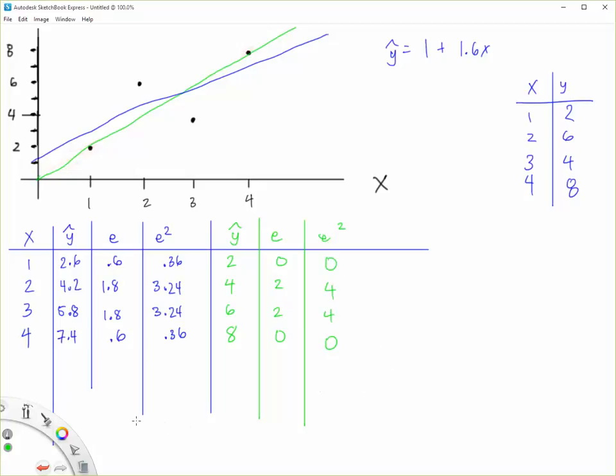Okay, and so the sum of the squared residuals over here is 3.24 plus 0.36 times 2. Yeah, 7.2. And over here, the sum of the residuals squared is 8.